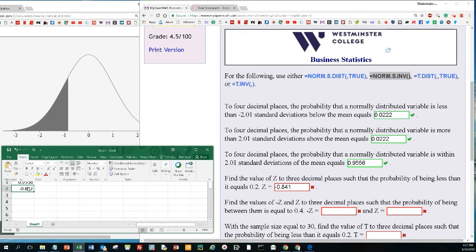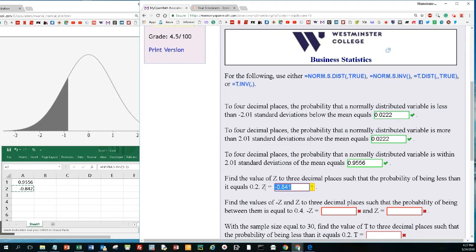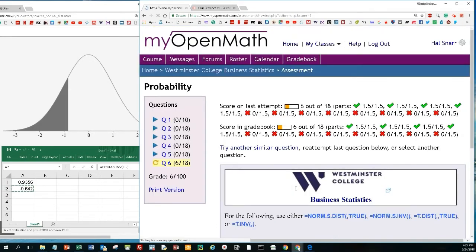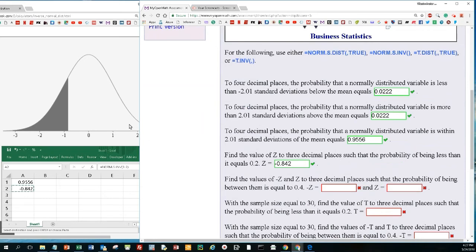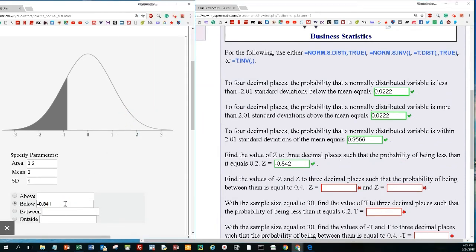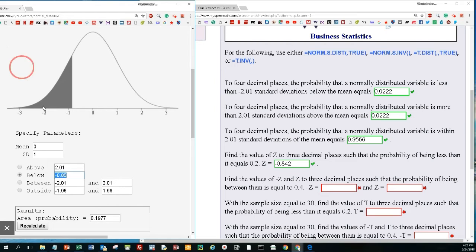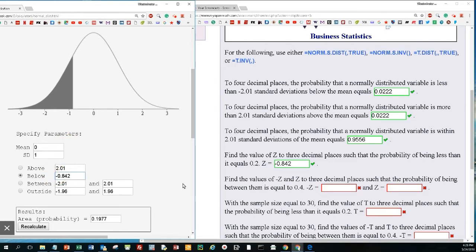Yeah, I think the calculator there is wrong. Let's try this. The website looks like it's wrong. Yeah, the website has a little bit of a rounding issue, it looks like, but it's great for visuals, right? It's off by just a little bit. Let's go to here and try typing in negative 0.842 and see what happens. Yeah, we get 0.1999, right?